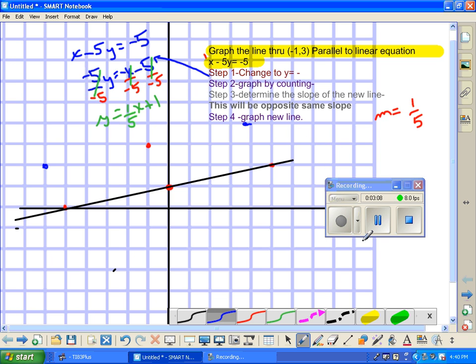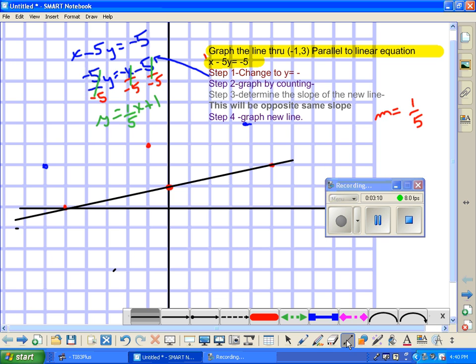Okay, so now we can connect those two dots, and we find this line is exactly parallel to the first line. So what we learned is that if you graph a line that's parallel to the original line, they will have the same slope. If you were to graph a line that was perpendicular to the original line, the slope would be its opposite reciprocal.